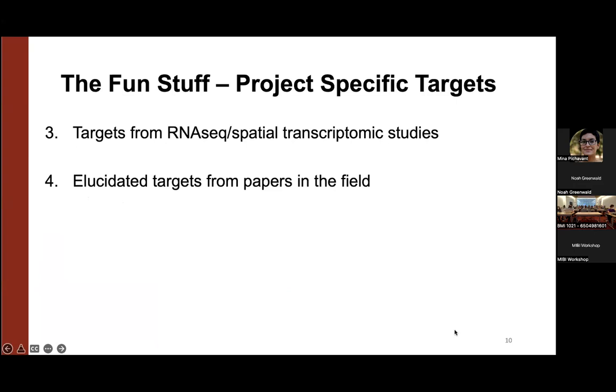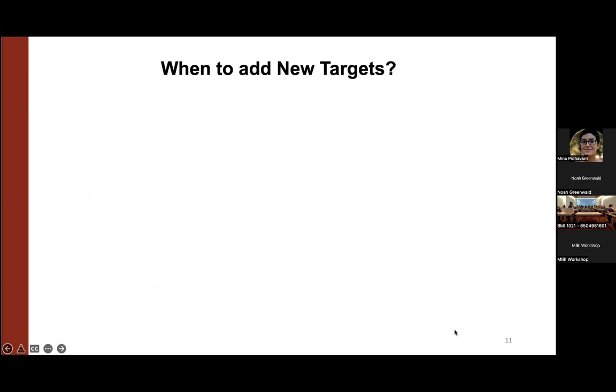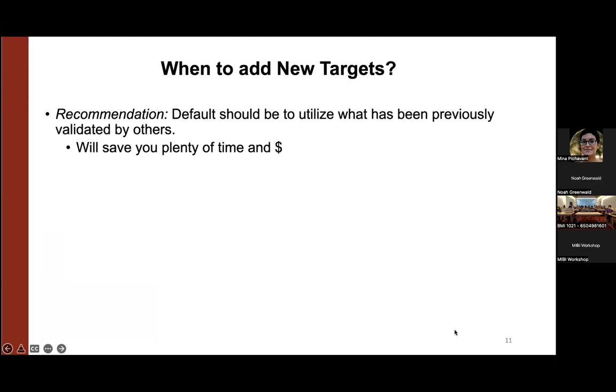And then, of course, you can incorporate markers that you found from papers in your respective field. And so this leads into when should you add new targets? Well, our lab's recommendation is by default, you should always use markers that have been validated by others.